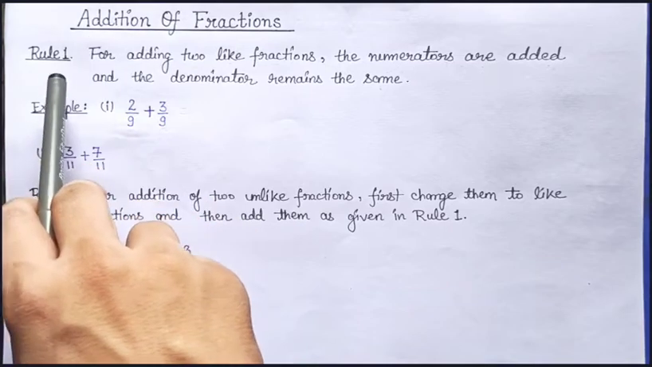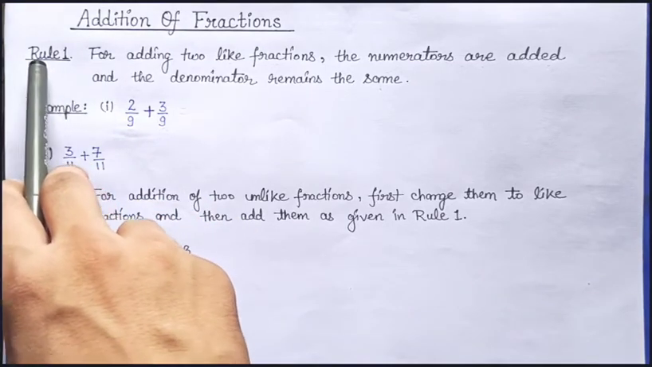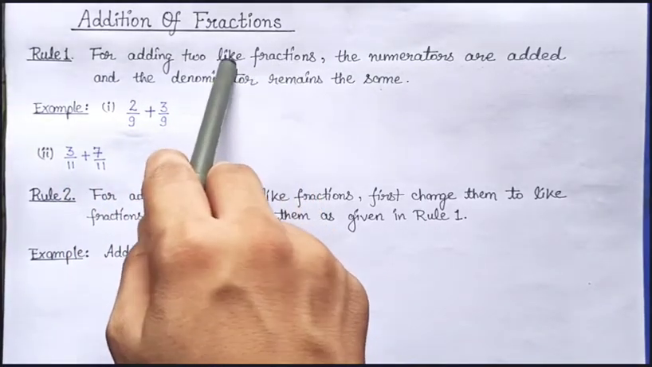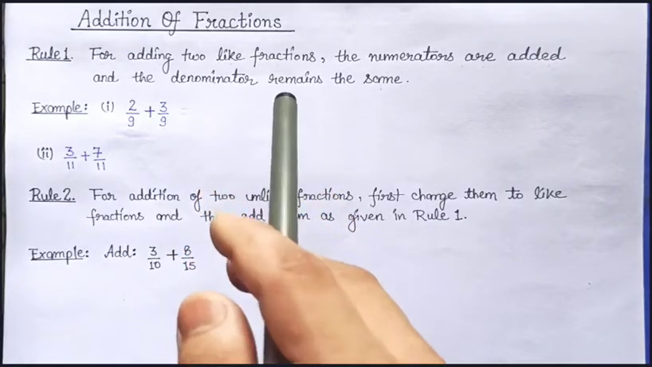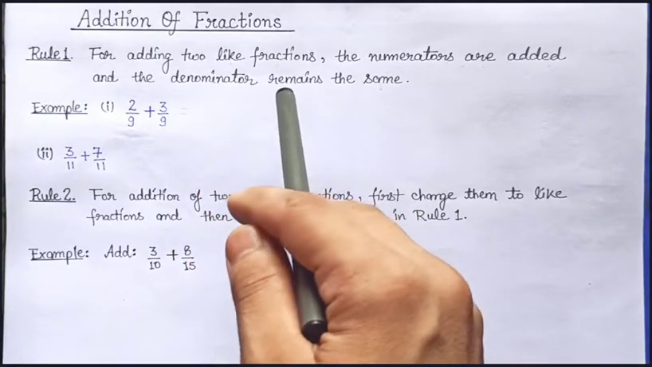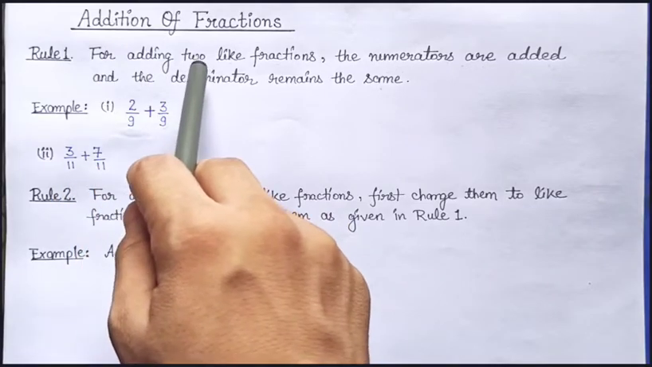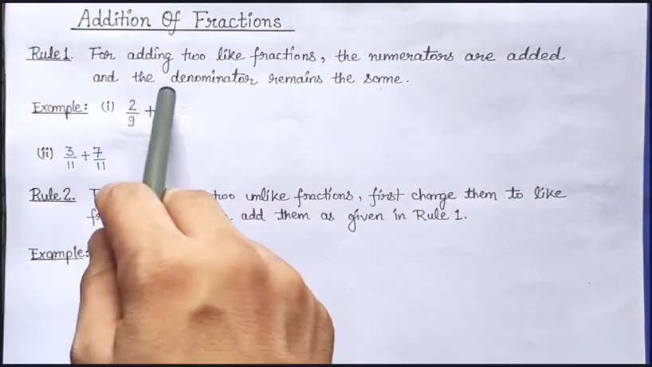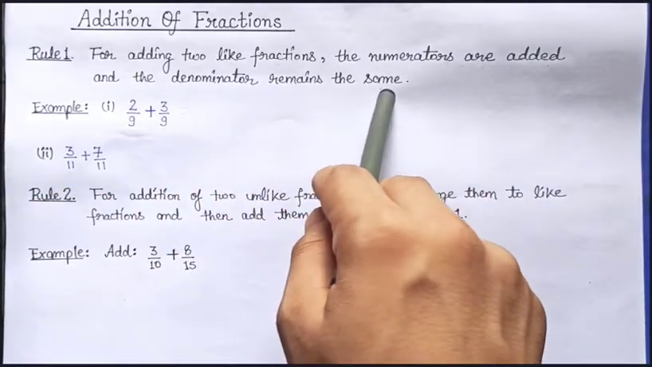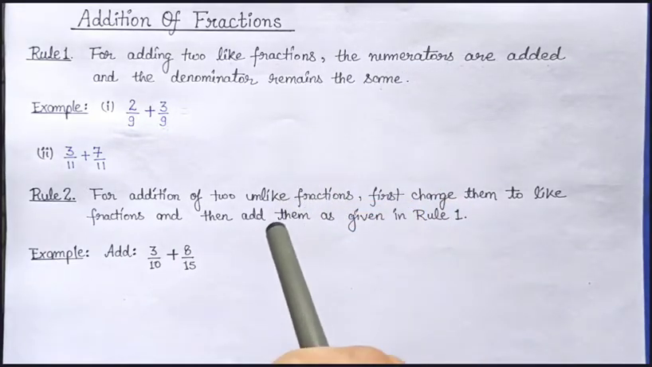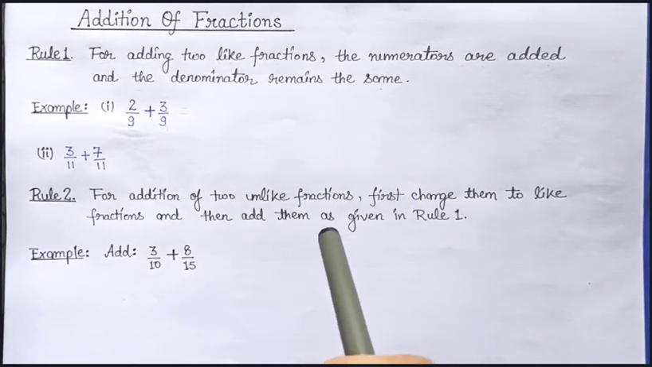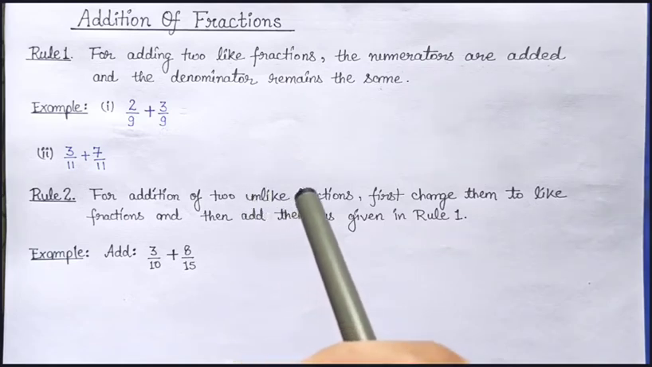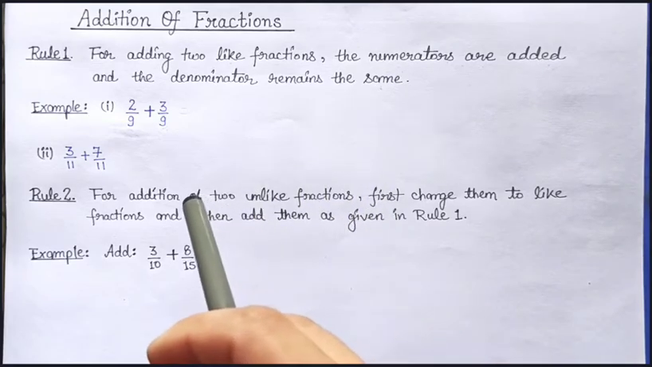So basically students, there are two rules for adding two given fractions. Rule 1: for adding two like fractions. Like fractions, you know students, are those fractions which have the same denominator. So, to add two like fractions, the numerators are added and the denominator remains the same. That is, we just add their numerators and keep the denominator the same as given in the fractions.